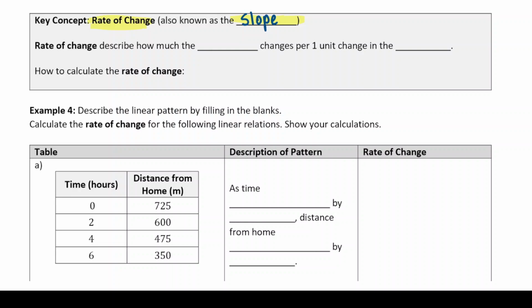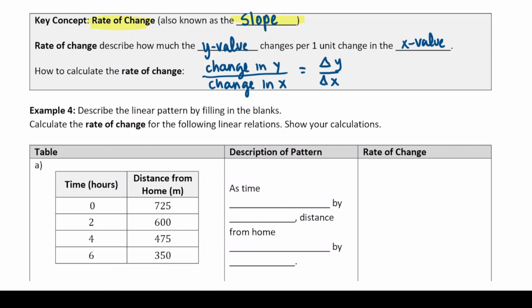So the rate of change describes how much the y value changes per unit change in the x value. There are a couple of different ways to calculate the rate of change. You can just use change in y over change in x. Sometimes you'll see this symbol. This symbol means change in. It's a short way to write it. It's the Greek letter delta, so you can use that for short.